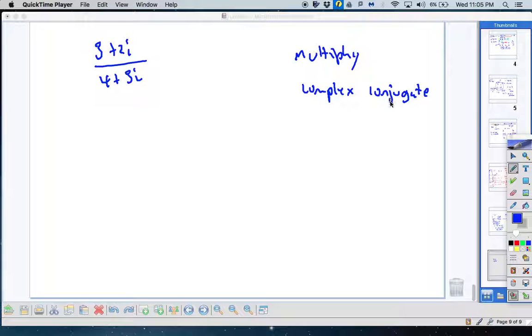A conjugate is when you take the same thing, but you take this plus and make it a minus. So if I have 4 plus 3i, its complex conjugate is 4 minus 3i. If I have 2 minus i, its complex conjugate is 2 plus i. If I have negative 3 minus 4i, its complex conjugate is negative 3 plus 4i.